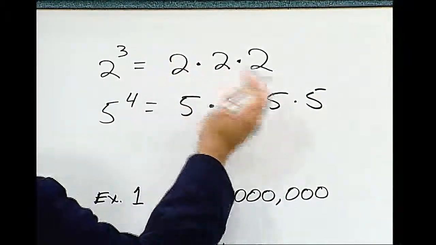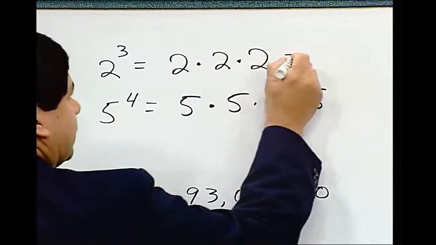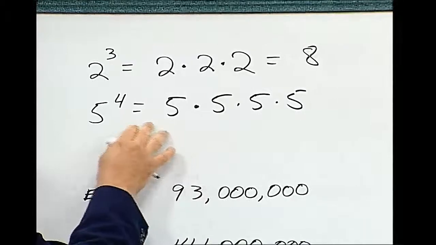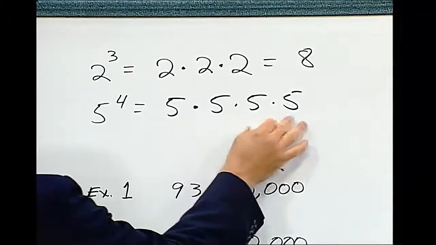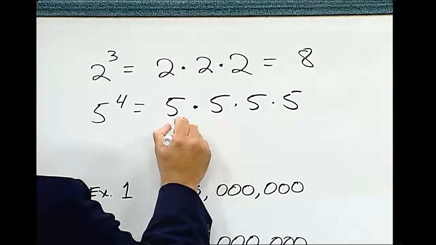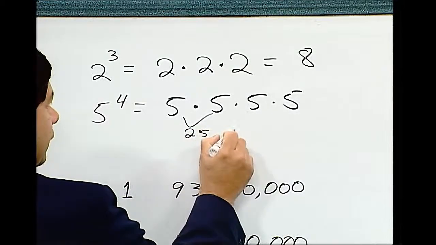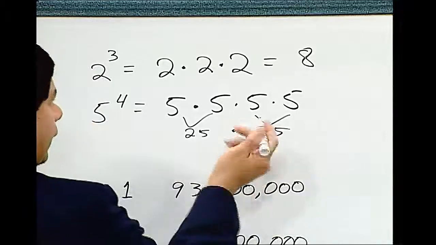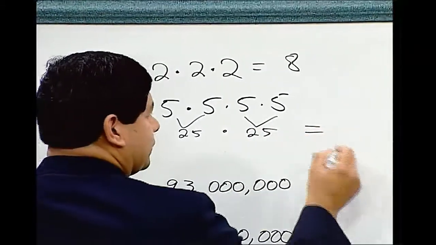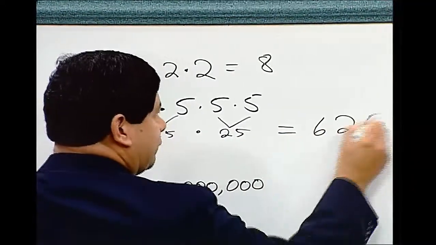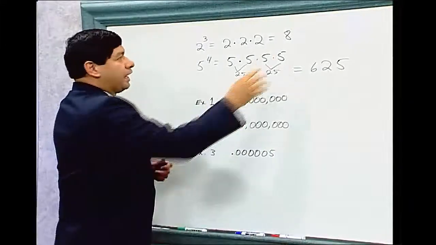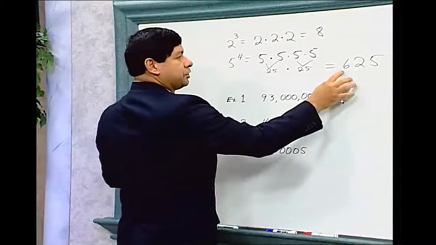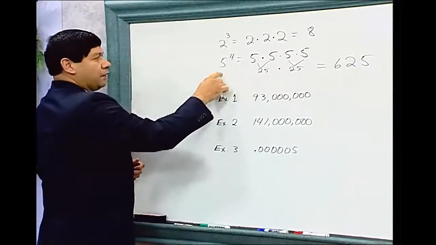Also, 2 times 2 is 4. 4 times 2 is 8. 5 to the fourth power, again, means 5 times 5 times 5 times 5. 5 times 5 is 25, times 5 times 5 is 25. And we know that 25 times 25 is equal to 625. So another way to represent 8 would be 2 to the third power. And another way to represent 625 would be 5 to the fourth power.